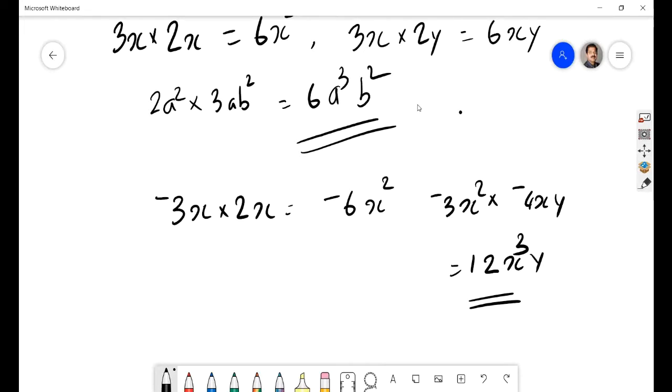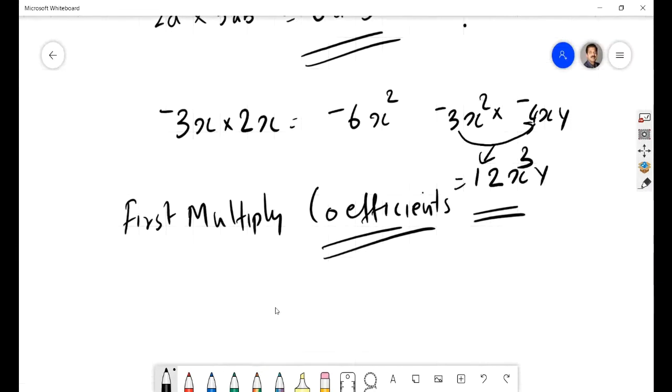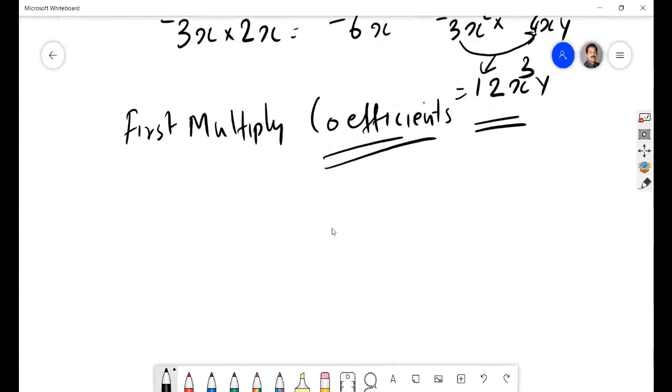So here there is a norm: first multiply the coefficients. In the case of subtraction and addition, we cannot say this. First multiply the coefficients and write the answer. Then multiply the variables. And variable multiplication is simple because x into x is x square, x into y is xy. This you have studied in the previous year and in this class while learning about indices.